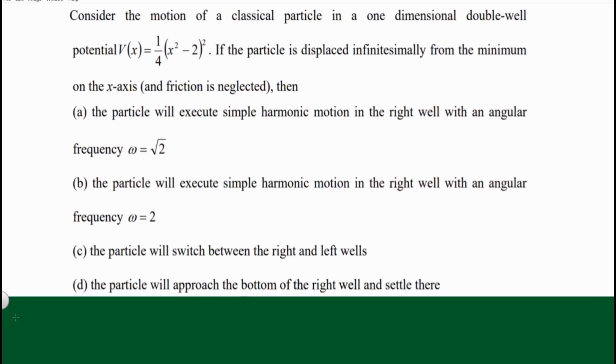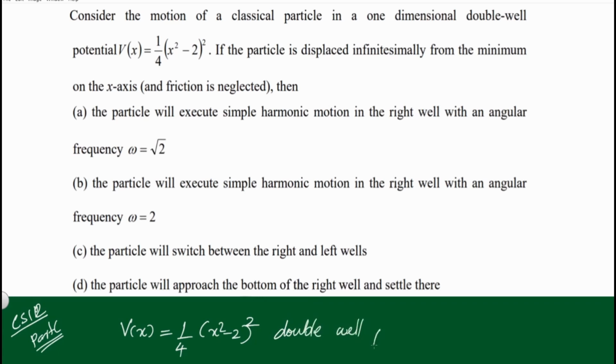This one is another CSIR problem and it is a part C problem. Wow, a 5 marks problem. But it is simple. Here they specify the potential, that is V of x equal to 1 by 4 into x square minus 2 all square, and it is a double well potential. And what is the question? We have to find the angular frequency omega. It is given omega equal to root 2 and omega equal to 2.